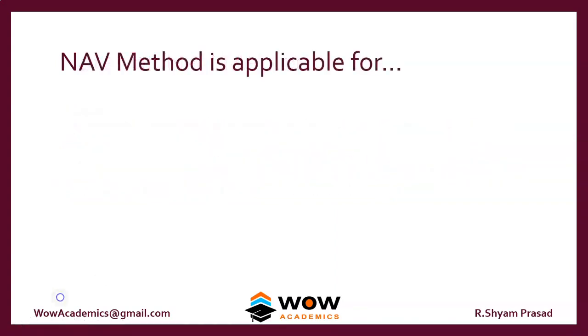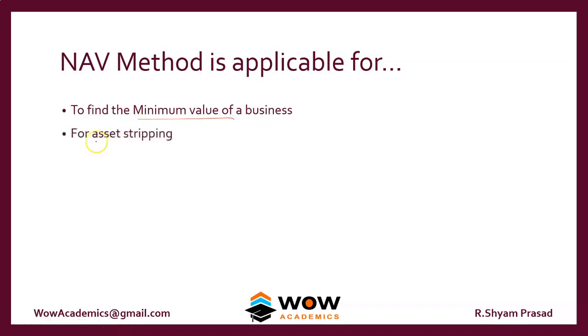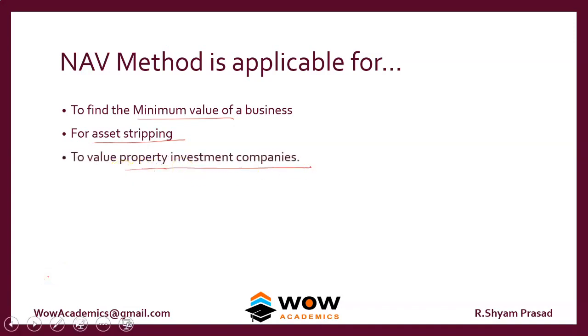So the NAV method is very applicable for finding a minimum value of a business. We've already discussed this. For asset stripping, if the assets are going to be sold on an individual basis, then this is useful. To value a property investment company, so if a company has a lot of properties, land, buildings, or mining, for these companies it's very useful. And to value asset-based companies such as mining, this is a very appropriate method.